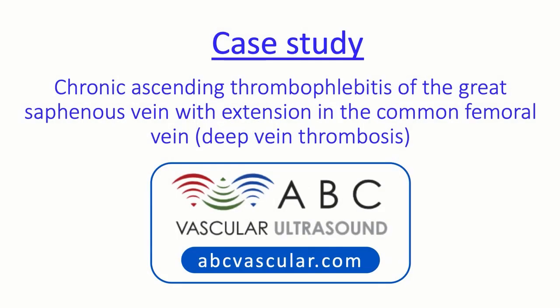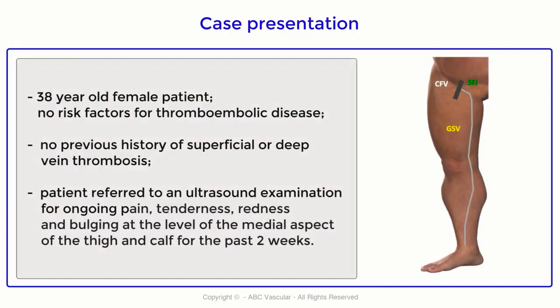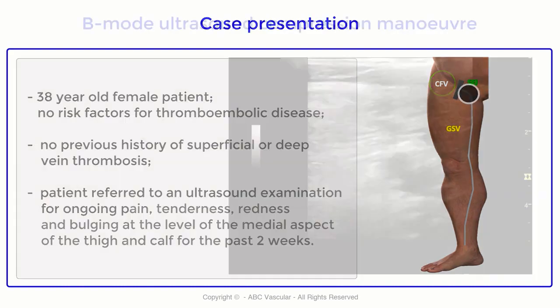Hi, and welcome to this ABC Vascular Ultrasound case study: ascending thrombophlebitis of the great saphenous vein with partial deep vein thrombosis of the common femoral vein. This is a case of a 30-year-old female patient that attended accident and emergency for ongoing pain, tenderness, and redness of the thigh and calf. An ultrasound investigation was therefore requested.